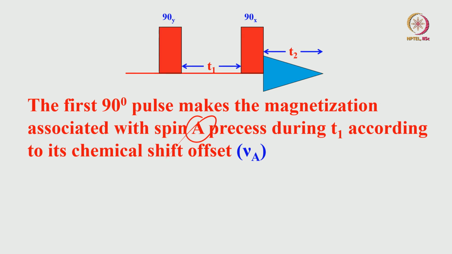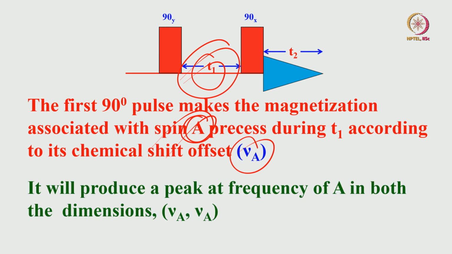The 90-degree pulse makes the magnetization associated with spin A precess during t1 at its chemical shift nu A, because it has a chemical shift nu A. This is the free precession period. After application of the pulse, you are not doing anything. Spins are free to precess. Also, it has coupling, that is one thing. But what will happen when it is precessing at this frequency?